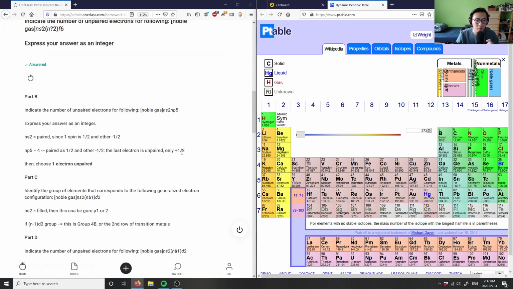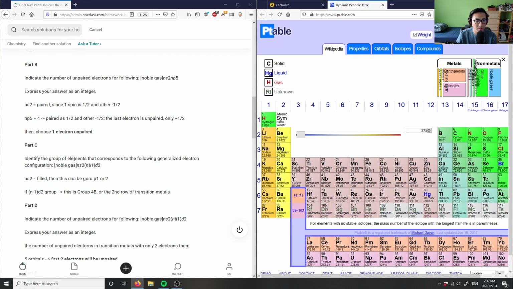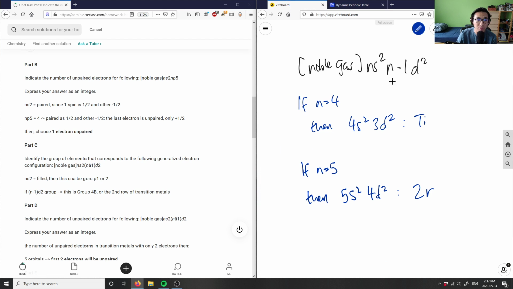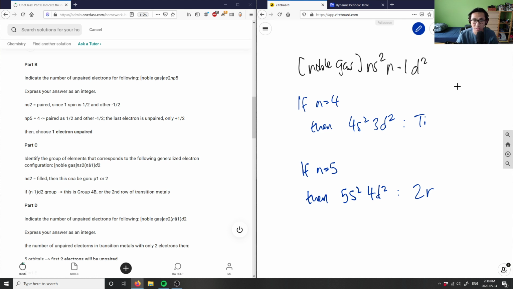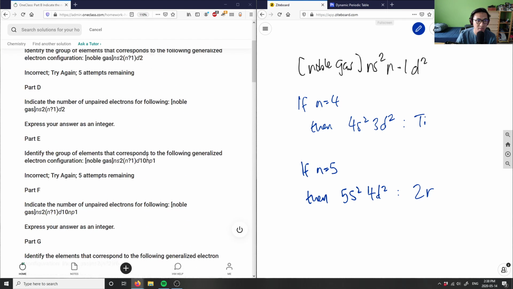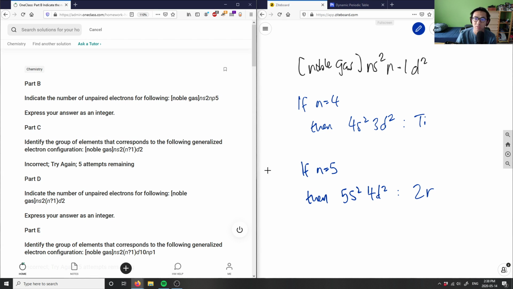Yeah, Zr here. So this solution, again, says identify the group of elements. If ns2 is filled, then this could be group 1 or group 2. If (n minus 1)d2, this is group 4B, or the first and second row of transition metals. So these would be my transition metals. And it depends on whether this d2 exists or not. So this solution is correct because they have group 4B here, which is what these are. And if it's just ns2, then it's simply these s2 orbitals, so I'm going to have no unpaired electrons. I don't know if they're asking us about unpaired electrons. Oh, no, it's just the group of elements here. So this here is group 4.